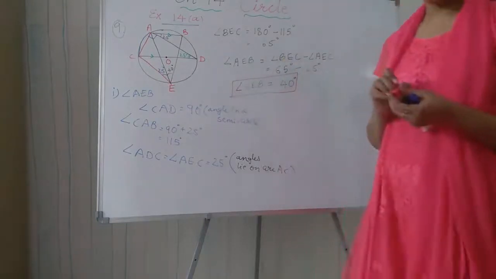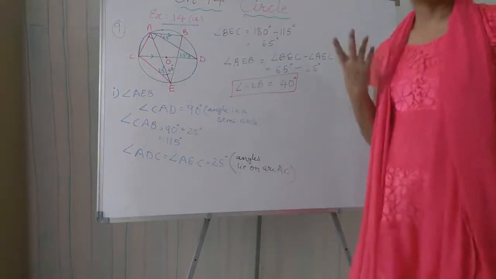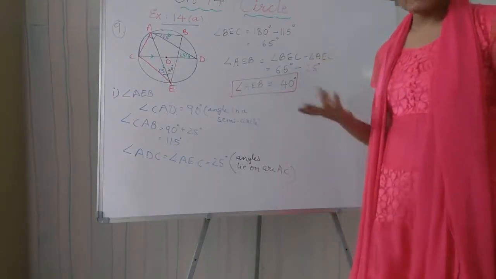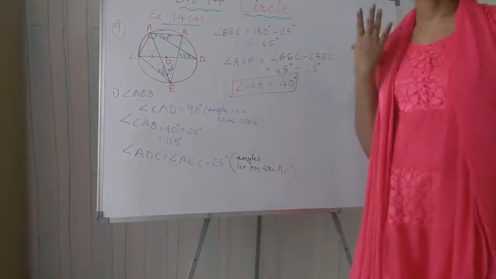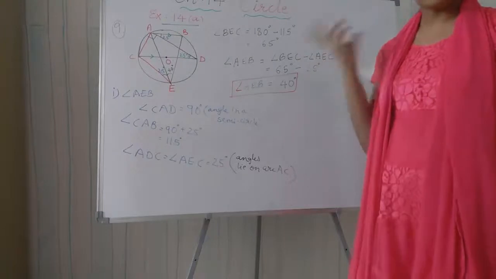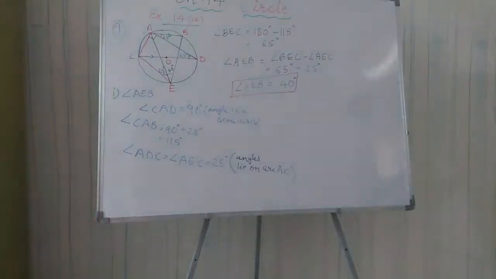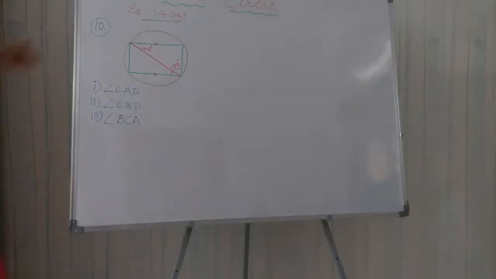So you see students, in one question we are using the cyclic property, we are using angles in the same segment, we are using angles in the semicircle. So this way different theorems you have to keep in your mind to solve any question, and you have to check which relation is applied. Now taking question number 10.